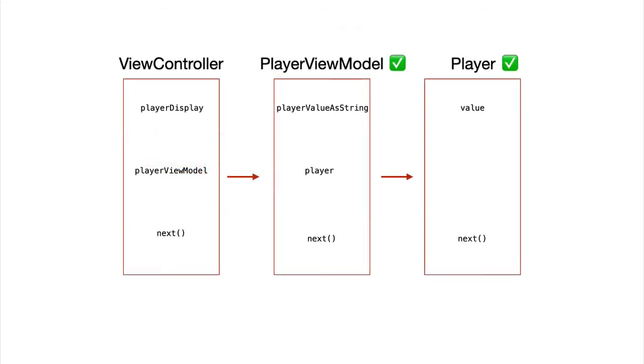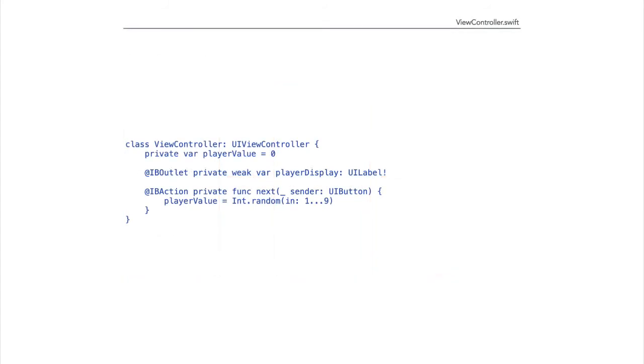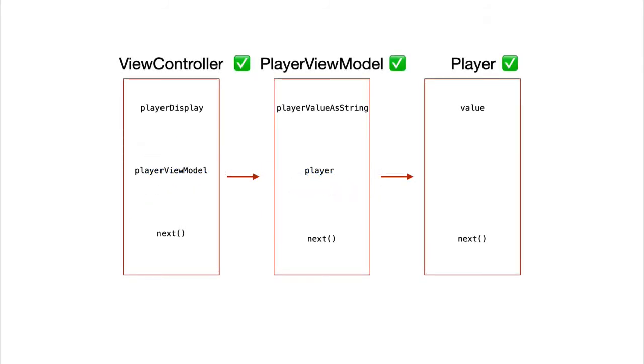Next, let's look at the view controller once again. Instead of holding on to the player value, now it holds on to the PlayerViewModel. It creates an instance of it and it holds on to it. And so again, when we call next, the view controller turns to the PlayerViewModel and calls next. That looks like we've got all three of our entities created.